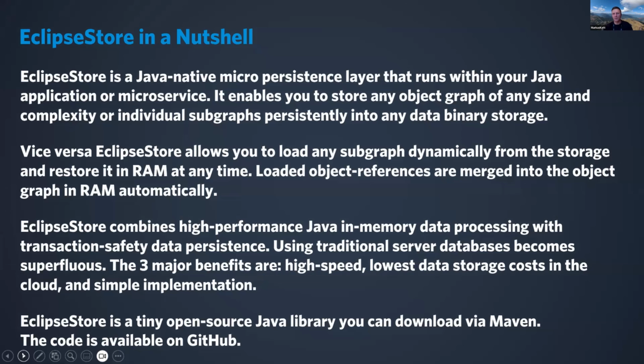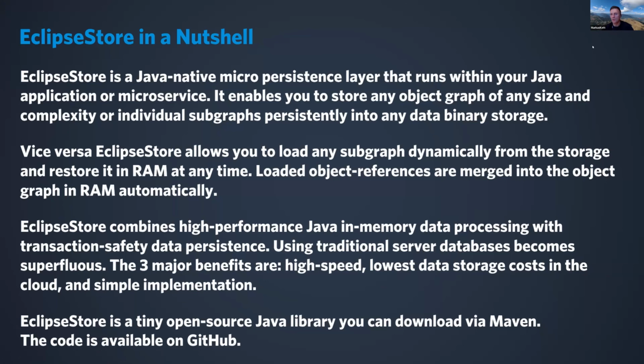EclipseStore is a Java native micro persistence. We call it micro persistence because it's really small. Everything is small, but it works great with microservices. We call it Java native because it feels like a part of Java. It's a persistence layer that runs within your JVM, so it runs within your application or your microservice. So you can use it with microservices or also with monolithic applications.